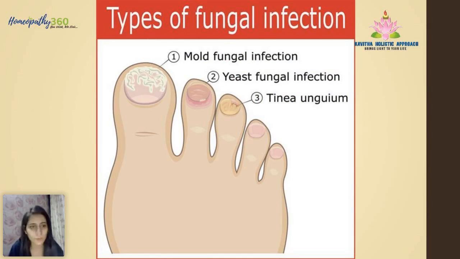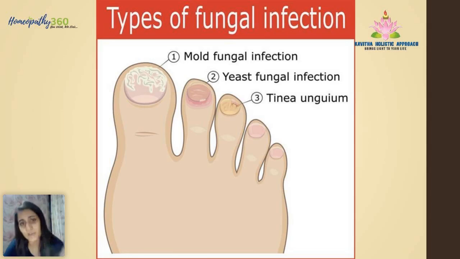And when you talk about the nails, they clearly show that if there is a mild infection, only the above part is affected, and it is very light yellow in shade. When you talk about yeast, mold is affecting. So this is the mold fungal infection. When the yeast infects, the nail may be dark yellowish, and when tinea unguium occurs, it is purely yellowish.